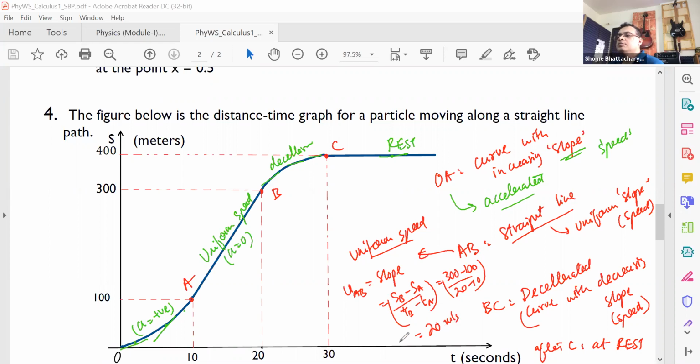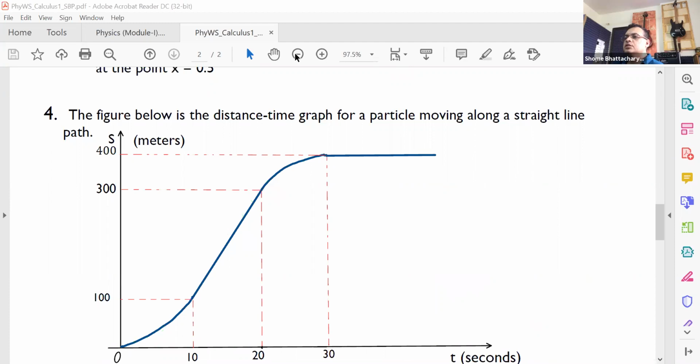So at any point of time between 10 and 20 seconds, the instantaneous velocity is equal to the average velocity, or the instantaneous speed in this case is equal to the average speed, which is equal to how much? It is 20 meters per second. So that is the additional information that you are getting from this graph. Okay, so hope all these aspects are clear. Now from this we can answer the various questions.